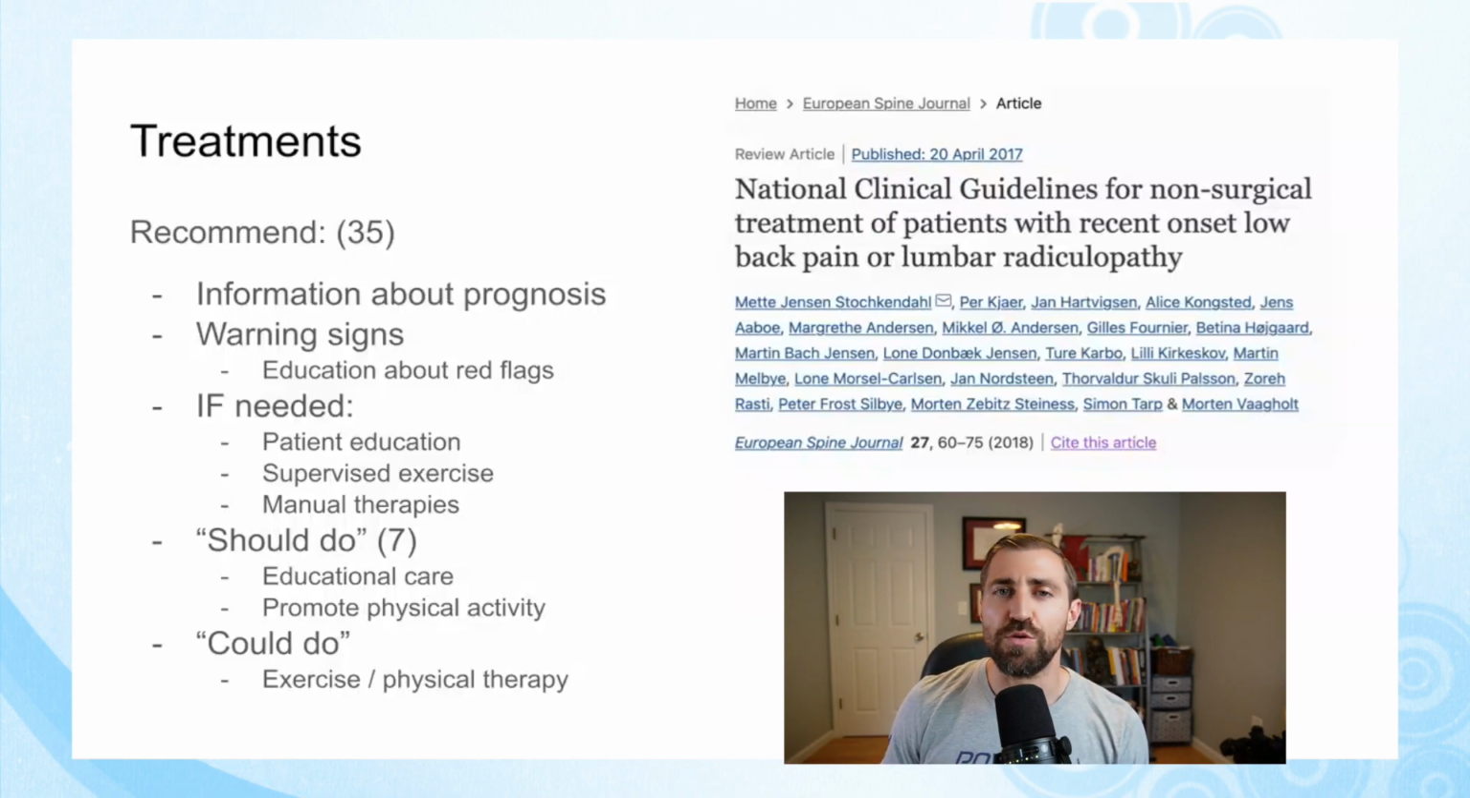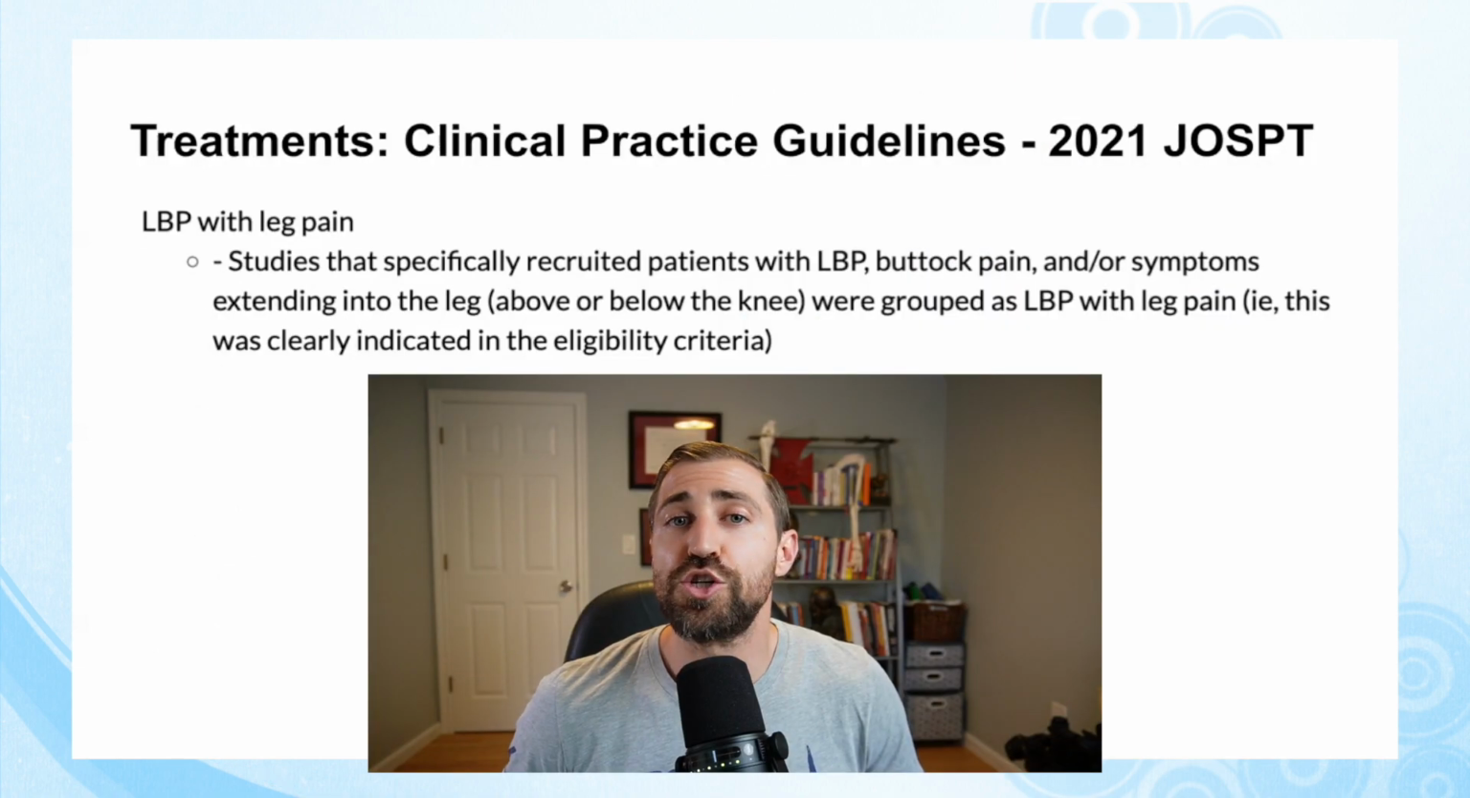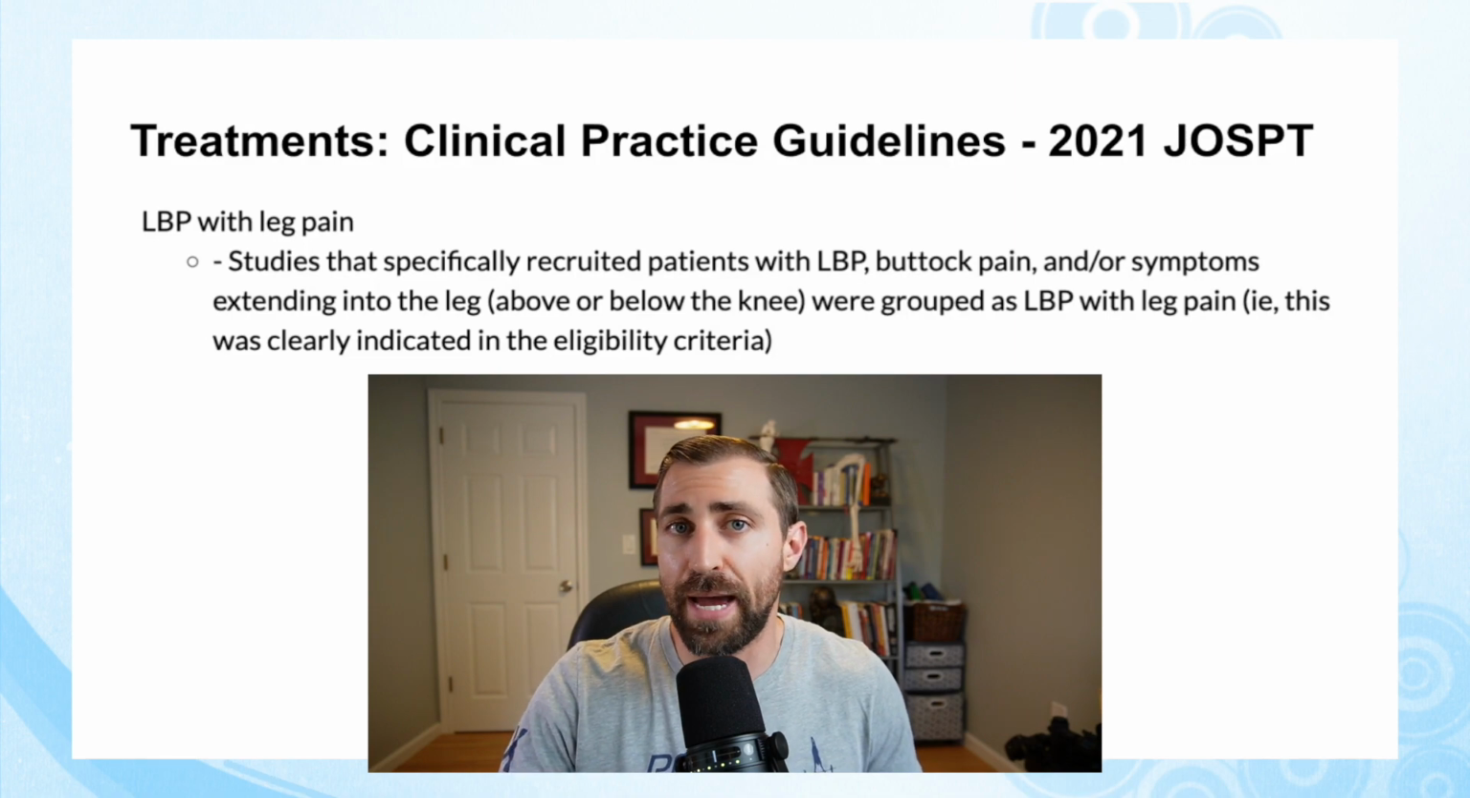Another way to word this would be "should do" treatments versus "could do" treatments. And what that means is that the patient comes in with radicular low back pain, we should be educating them and we should be pushing physical activity, right? And if they're not getting better, we can give them some more specific exercise or physical therapy. So, what should we be doing from a physical therapy standpoint in our patients with radicular low back pain?